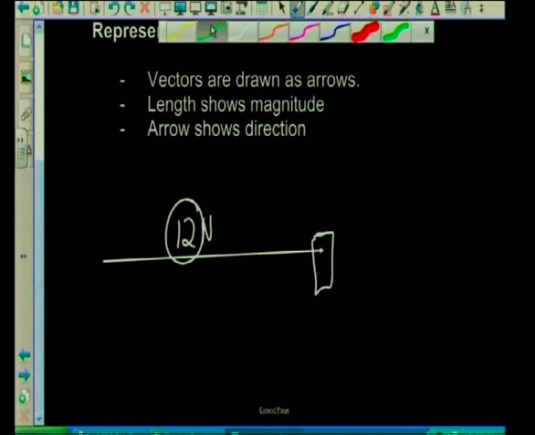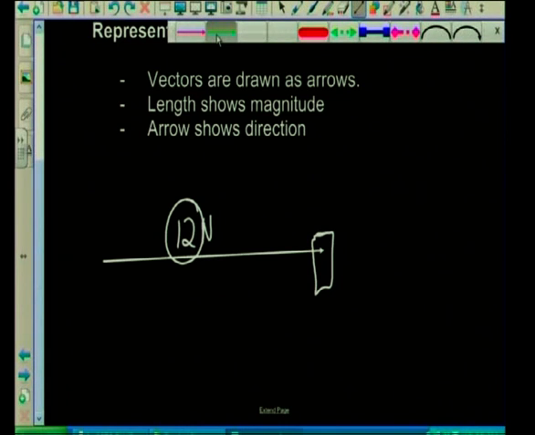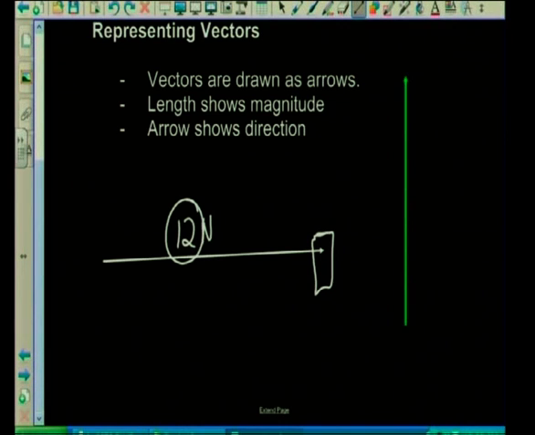If I tell you that I go for a walk and I walk 3 kilometers north, let's draw it with an arrow. 3 kilometers north, there's my arrow, I'm going north, it's pointing upwards, and this represents 3 kilometers.